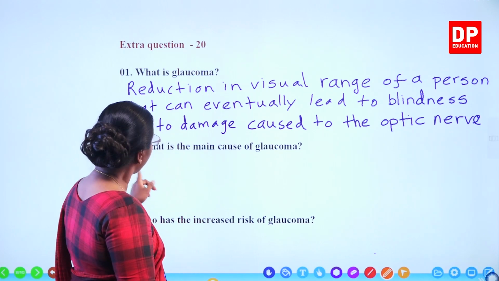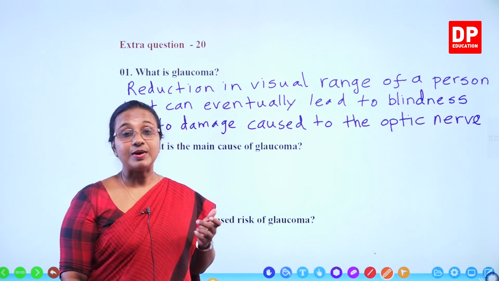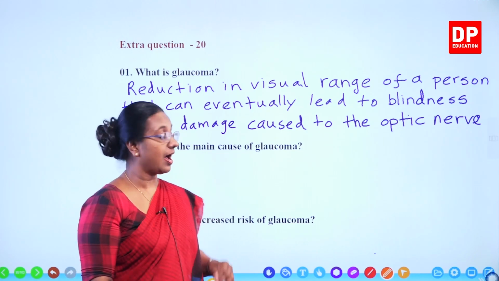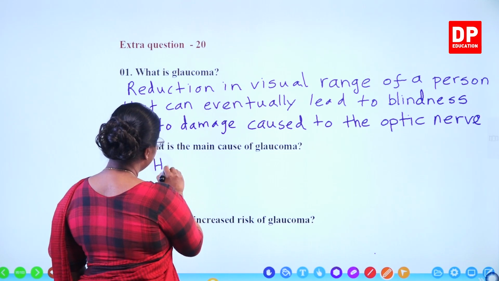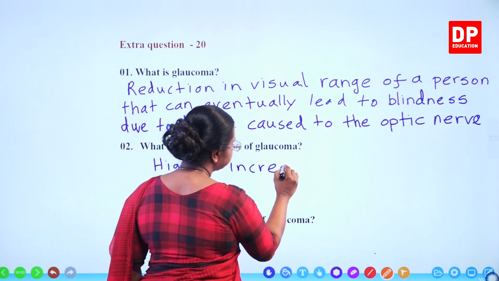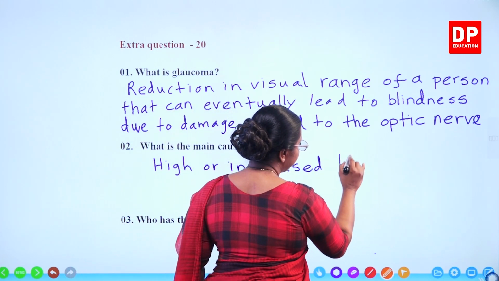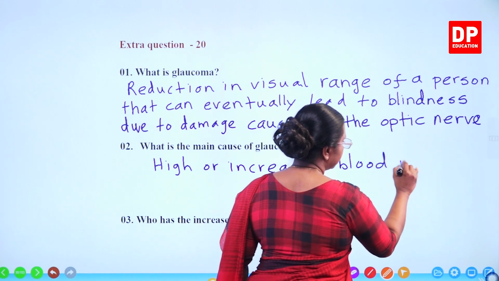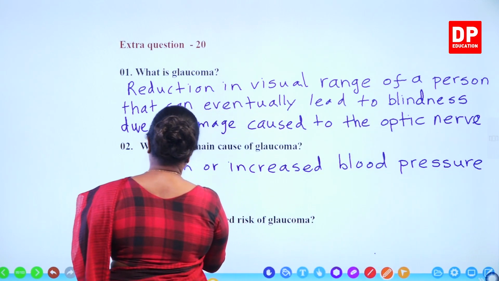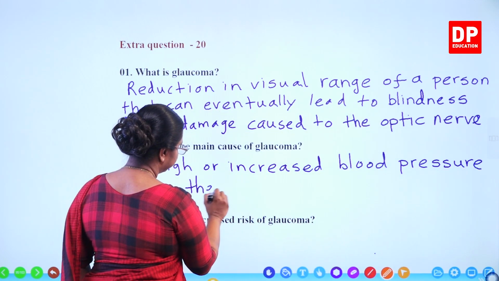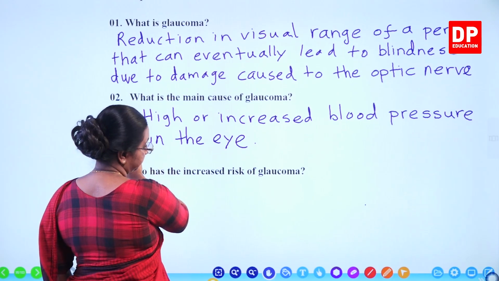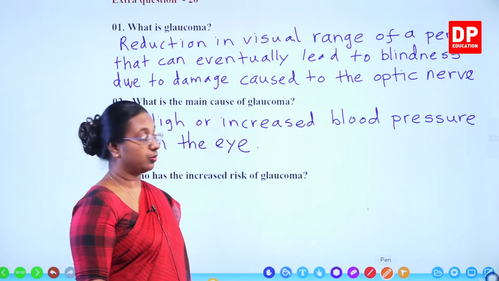Then the next question. What is the main cause of glaucoma? What is it? The high blood pressure or the increased blood pressure in the eye. So here we can say high or increased blood pressure in the eye. So that leads to glaucoma or that causes glaucoma.